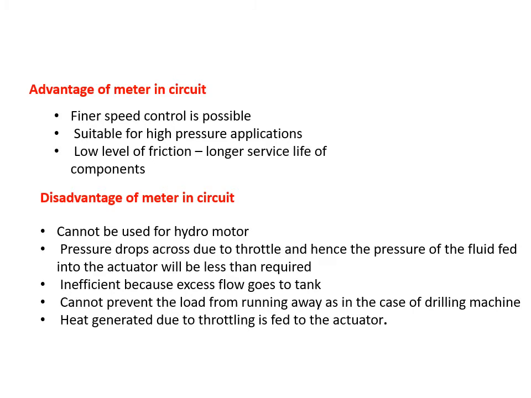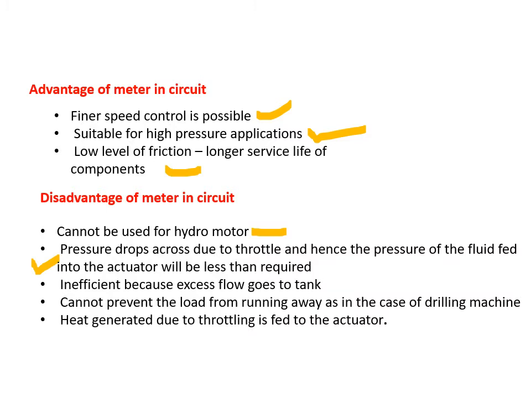There are some advantages of the metering circuit. You can get finer speed control. It is suitable for high pressure applications, and it gives a low level of friction and longer service life to the components. But there is a disadvantage that it cannot be used with a hydraulic motor. Then the pressure drops across the valve due to throttling. Hence the pressure of the fluid fed into the actuator will be less than required. That means there is a pressure loss, or energy loss, in the system.